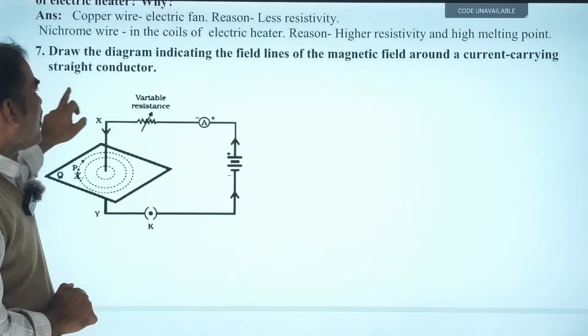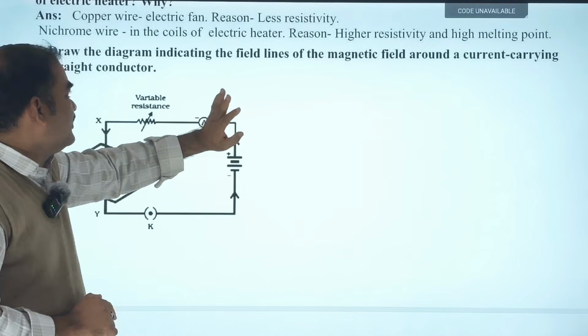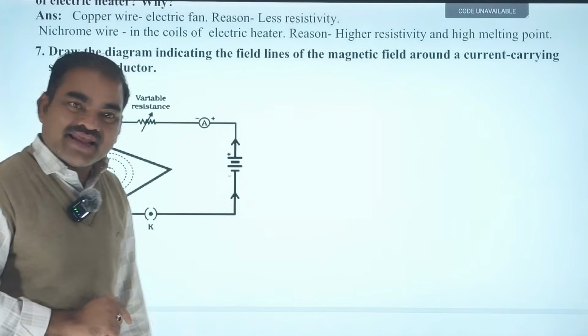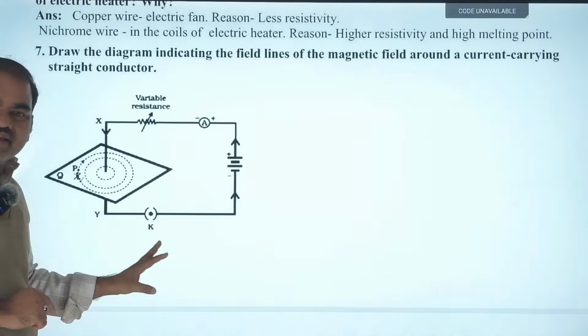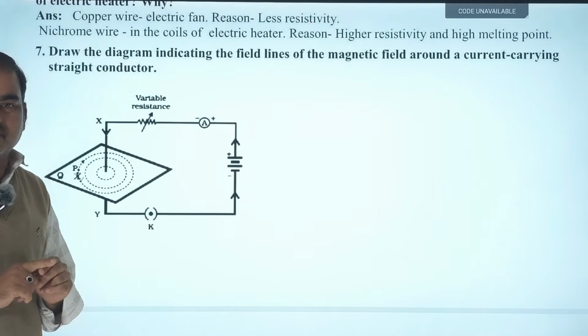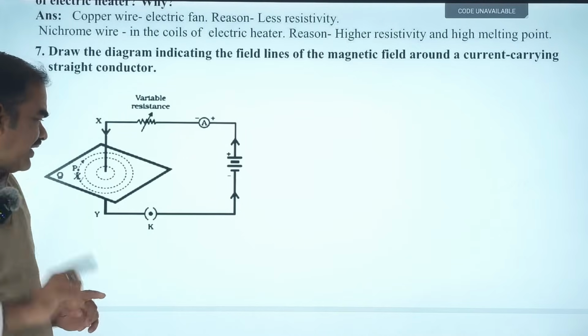And next one, draw the diagram indicating the field lines of a magnetic field around a current carrying conductor. So this diagram you can draw very easily. Diagrams and problems in physics are very important there.